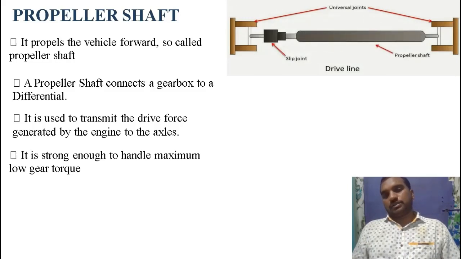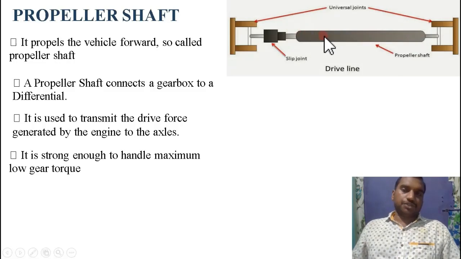This is the diagram related to the propeller shaft. If you observe the middle portion, this is the propeller shaft, which is made up of a hollow steel tube, and in the front portion it consists of a slip joint. Sorry, it is the rear portion. For the rear portion, a slip joint is connected. And this part is known as the universal joint. This universal joint is connected between the propeller shaft and the differential or gearbox. So this is the diagram related to the propeller shaft.